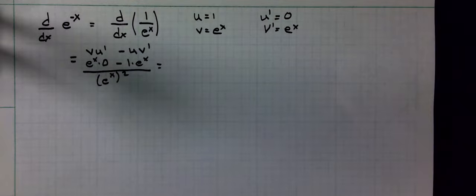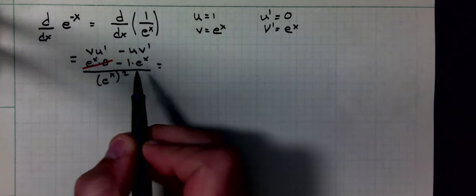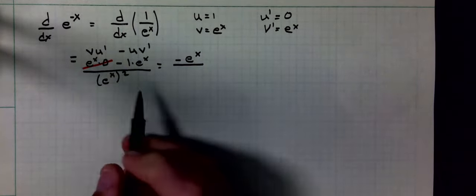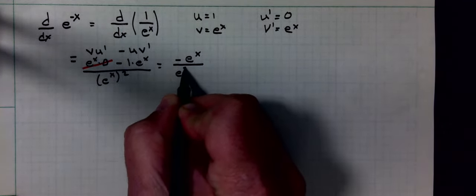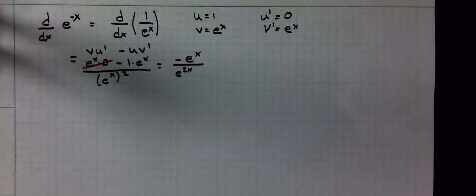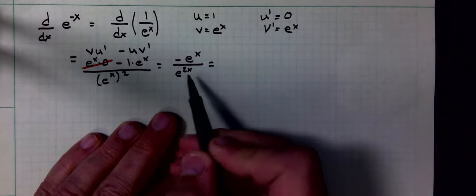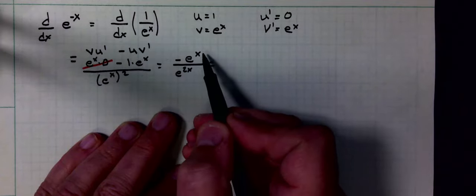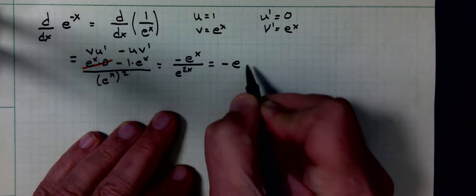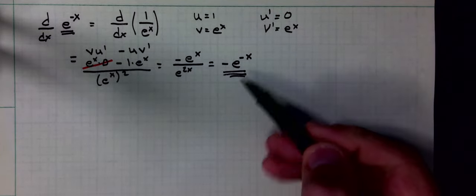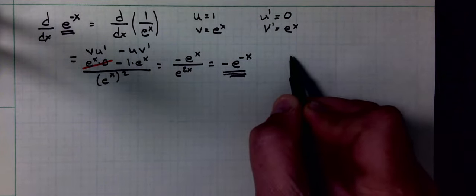First term, e to the x times 0 is 0. On the top here, I'm going to get negative e to the x. On the bottom, I get e to the 2x. And when I have the same base, I subtract the exponents. 1x minus 2x would be a negative x. So negative e to the negative x. I'm going to leave it in that form because it started out as e to the negative x.